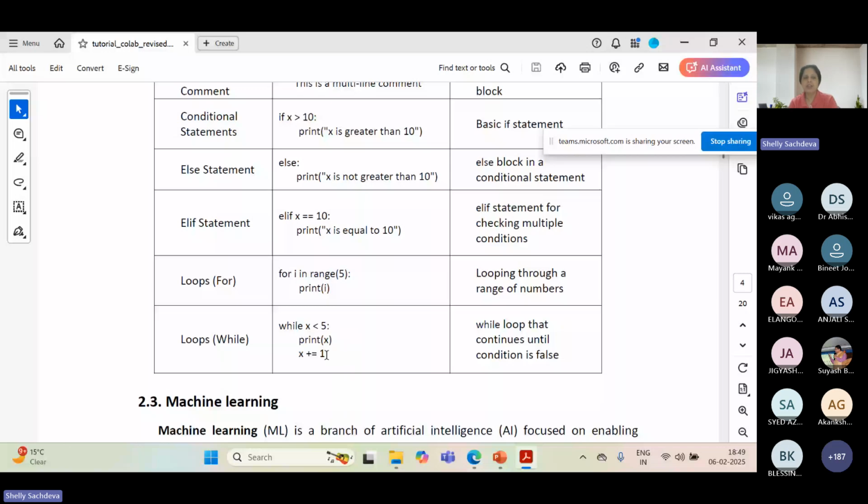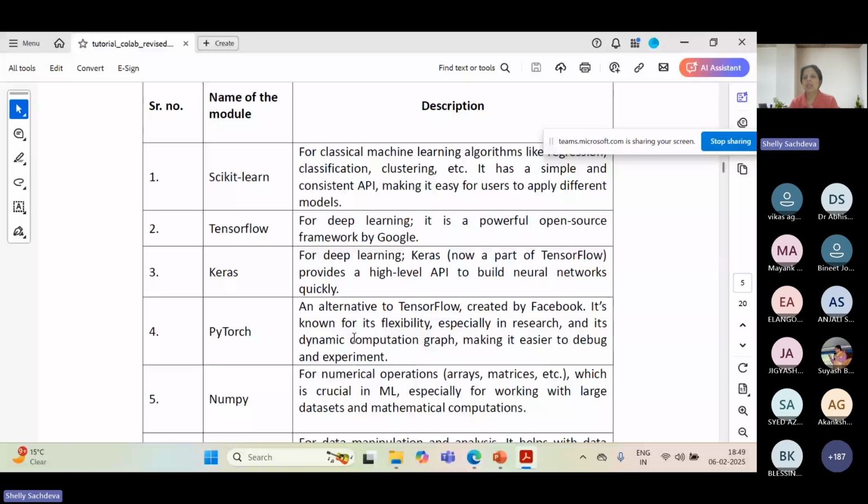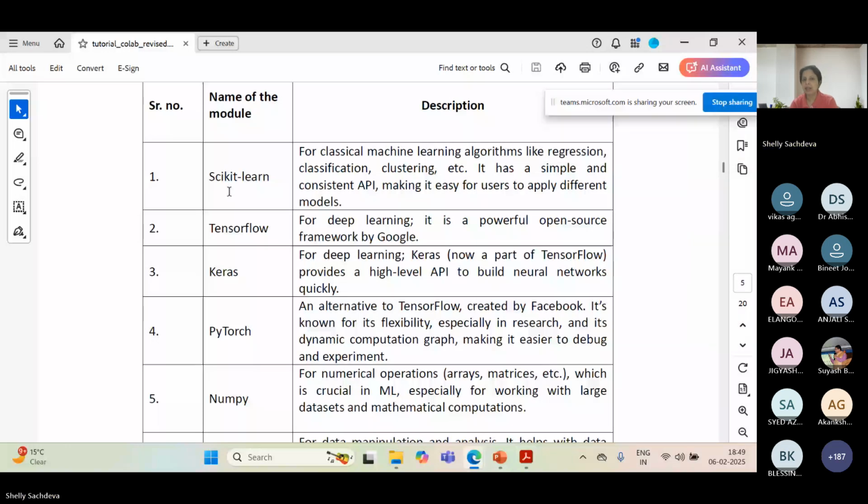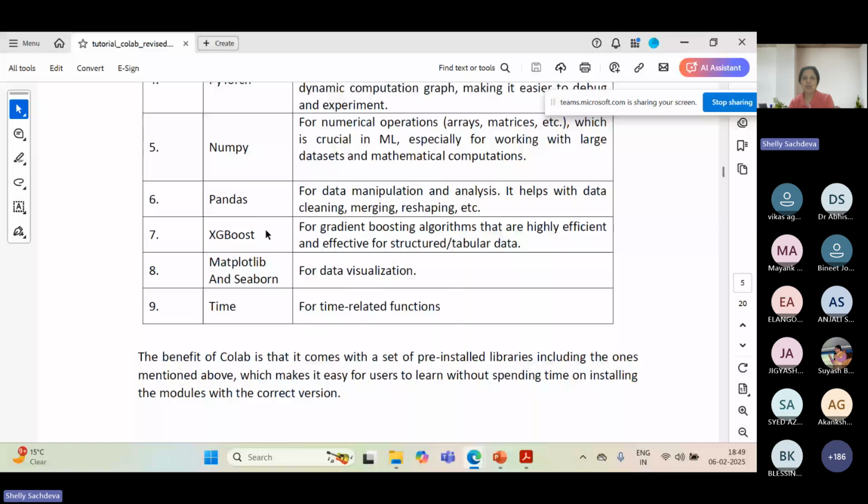Then this is important: you should know a little bit about the libraries that are usually used in machine learning. The first library is scikit-learn, which has a numerous amount of inbuilt functions. It is basically used for classical machine learning algorithms like regression, classification, clustering, etc. Then you have TensorFlow, which is basically used for deep learning. Keras is also used for deep learning. PyTorch is an alternative to TensorFlow created by Facebook; it provides more flexibility and uses a dynamic computation graph. Then you have NumPy and Pandas, which I'll be using for the current demonstration, for numerical operations that are crucial in ML.